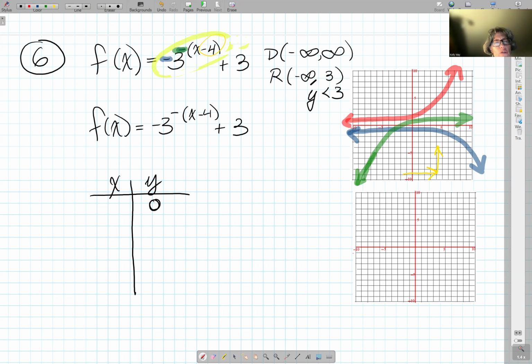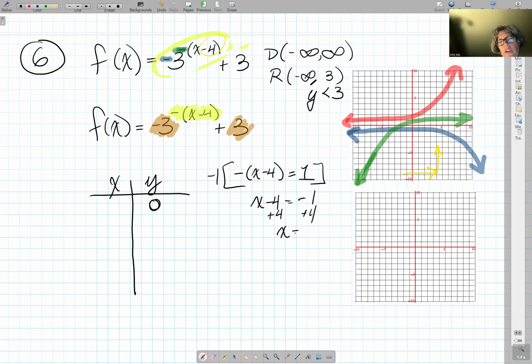And the way for y to be 0 is all of this must become 1. Because if I can get that to be 1, that will stay negative 3, and negative 3 plus positive 3 would give us 0. So the question is this: to find the intercept is negative x minus 4 equals 1. How do we do that? So I'm going to multiply both sides by negative 1. So I get x minus 4 equals negative 1. And I'm going to add 4, so x equals 3. So where x equals 3, y will be 0. So that is my x-intercept.